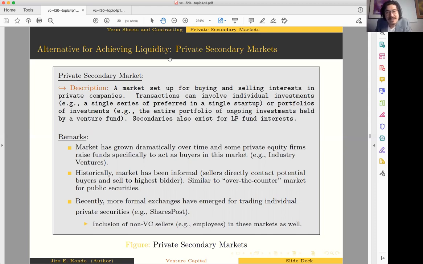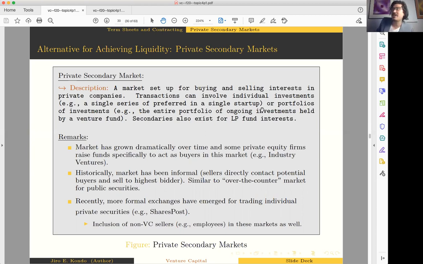Yeah, private secondary markets are growing in importance. And there's a variety of different private secondary markets. But what is a private secondary market? It's some sort of market that is set up for buying and selling interests in private companies. The transactions can involve individual securities that a VC or other private equity fund has bought. So my investment in Uber, a single series of preferred. Let's say I invested in Uber's Series C and Series D, I could just sell off the Series D, a preferred equity.